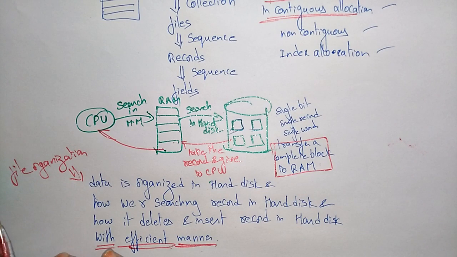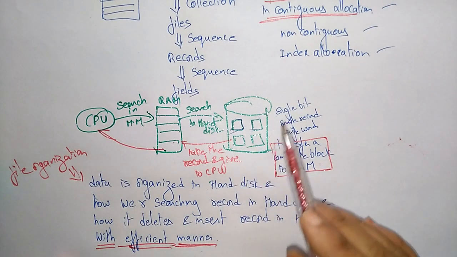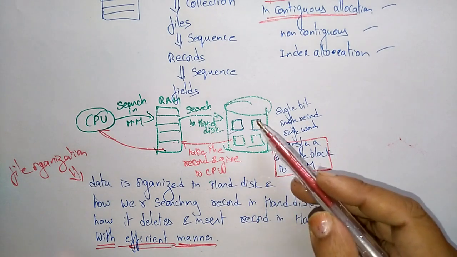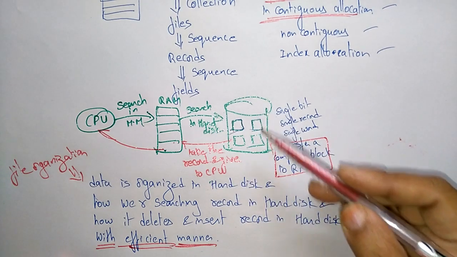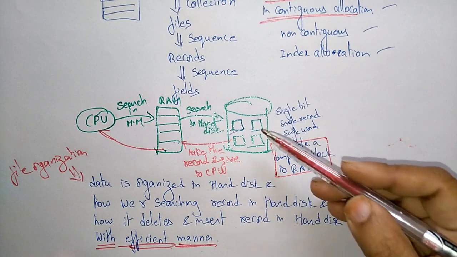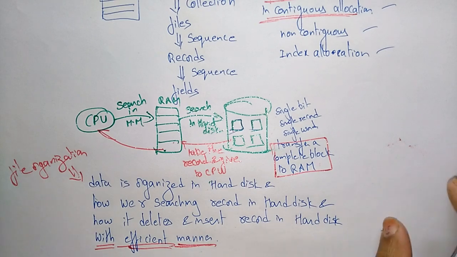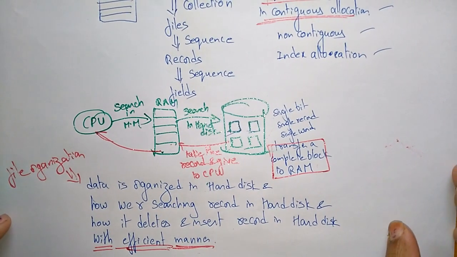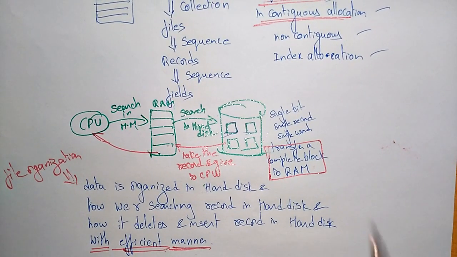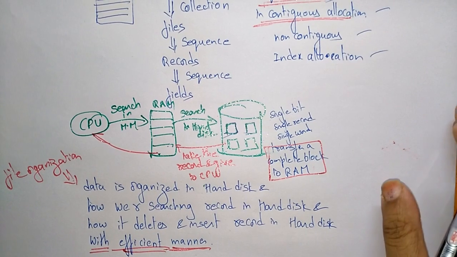So the file organization will handle how the data is organized in the hard disk, how the CPU is going to search a record in the hard disk, and how it deletes and inserts a particular record in the hard disk in an efficient manner. That we are going to learn in this file organization. So how many records can we place in a single block? First, let us see how the file is organized in a database.